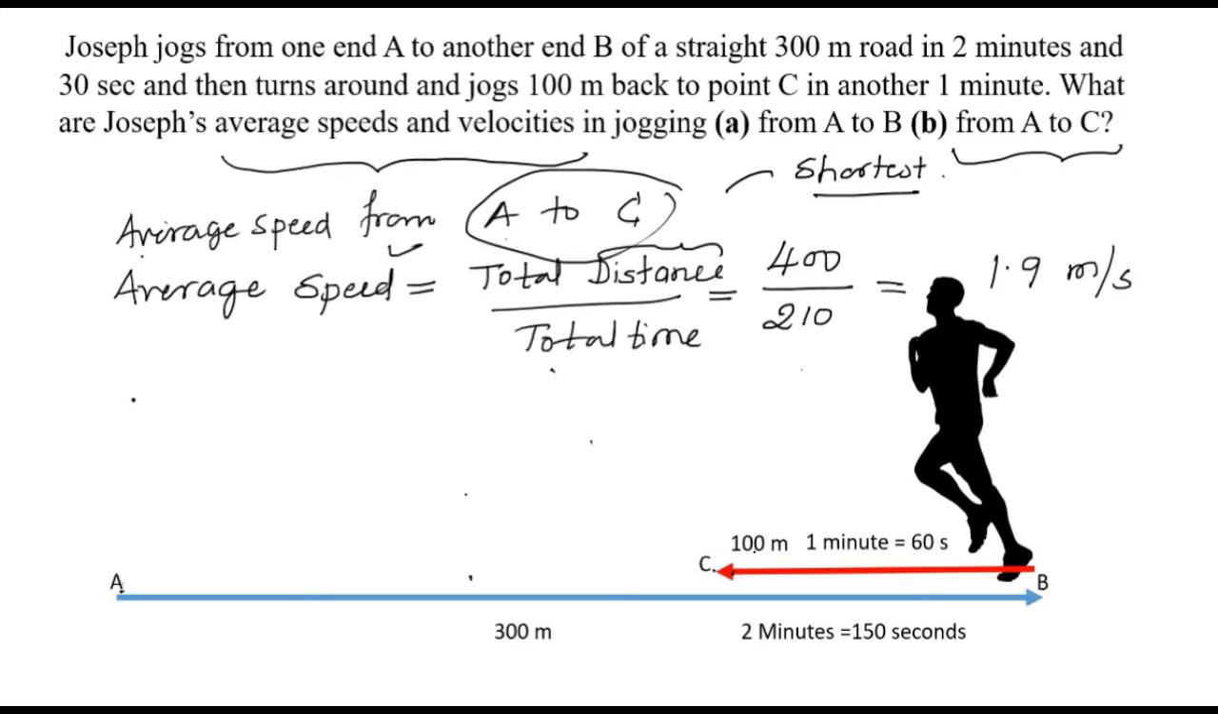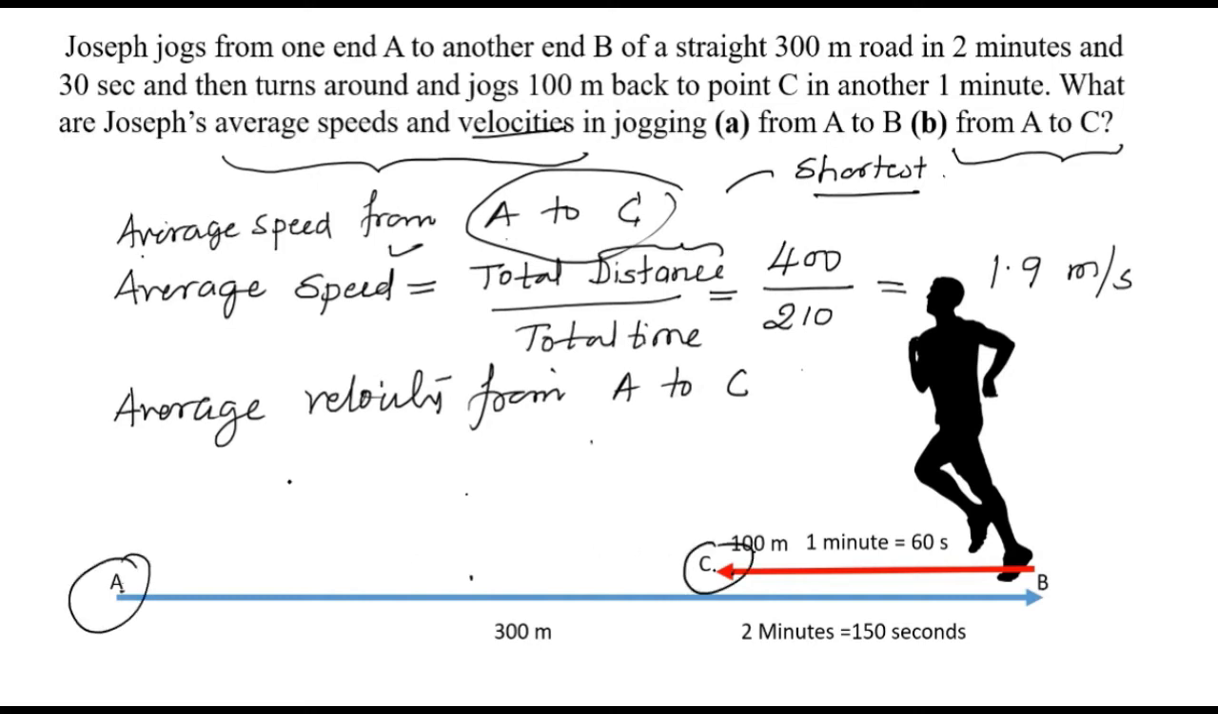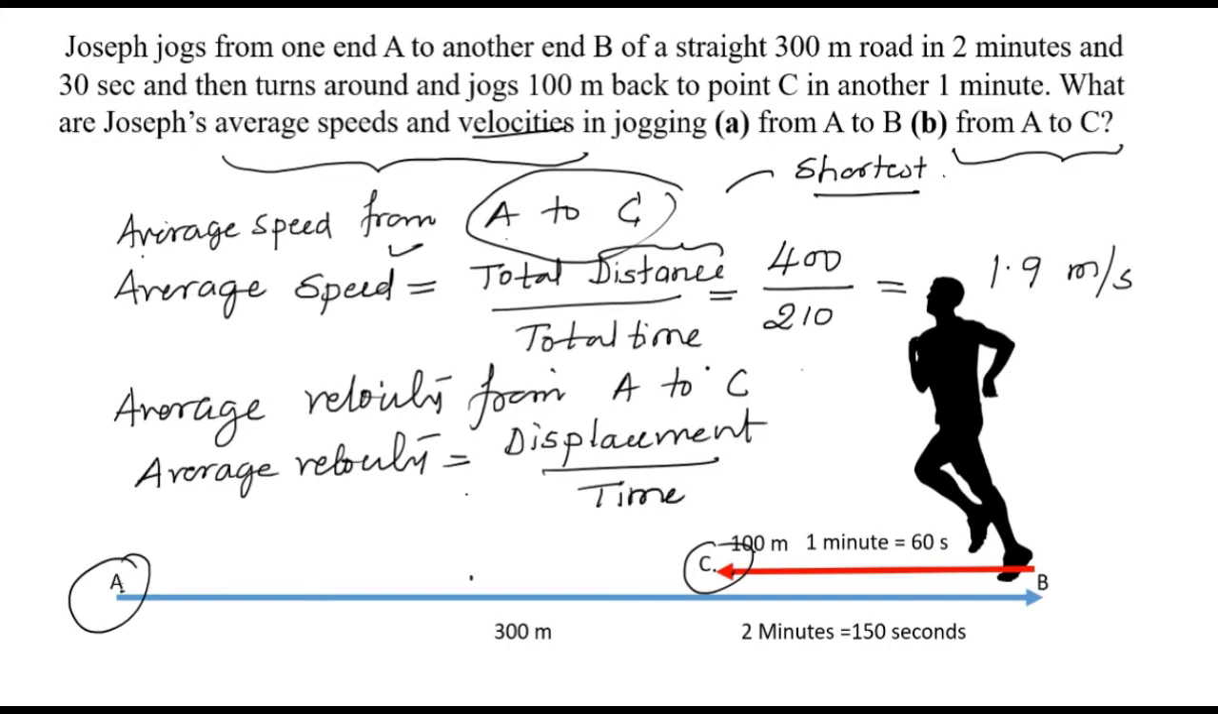Now we'll go ahead and find out average velocity, because we need to find average velocity also from A to C. Now here you should remember average velocity will be equal to not distance by time, it should be displacement by time. Please remember this, displacement divided by time. And what is the displacement from A to C? Now you should find out the displacement from A to C. Total distance from A to B is 300 meters, and then from B to C is 100 meter, right?